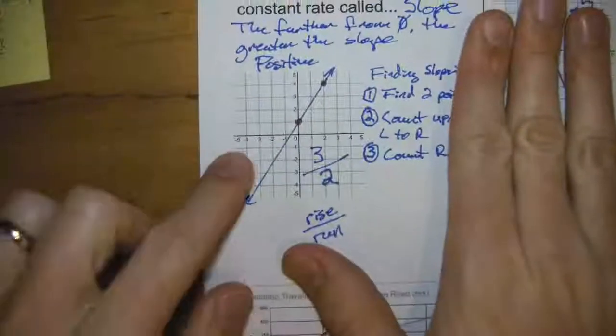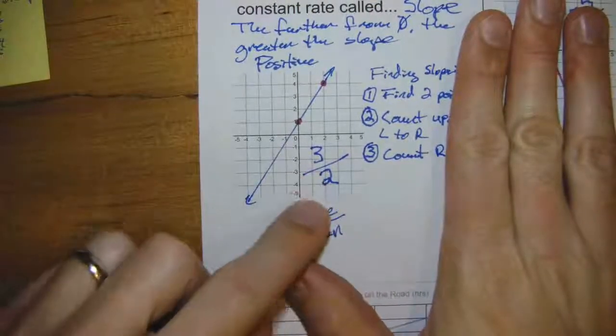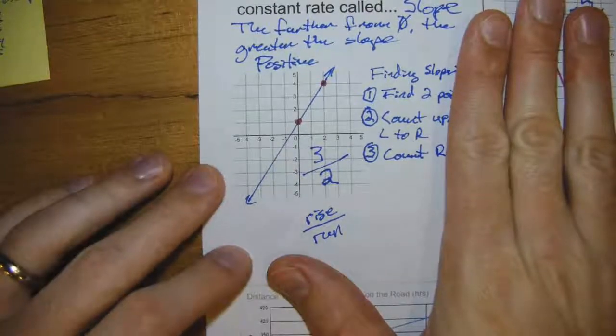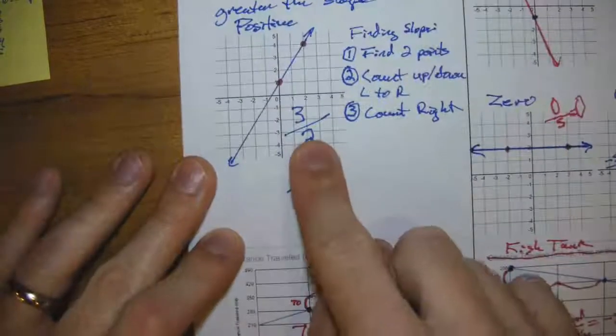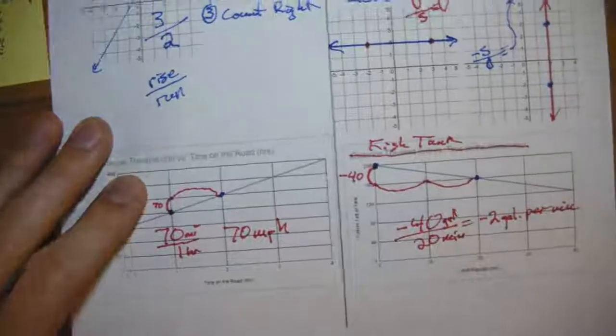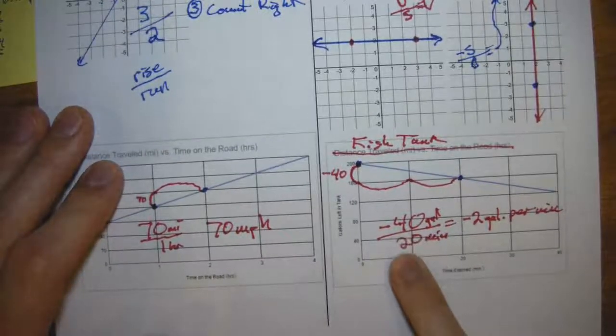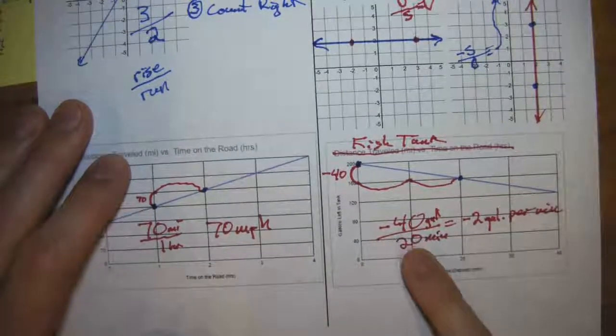If we're given just some random graph, well, then fine. We can represent it as a fraction, 3 over 2, and we're good. But again, always simplify. So 3 over 2, it is simplified. We don't have to worry about it. But like negative 40 over 20, that wasn't simplified. So I went ahead and did the division.